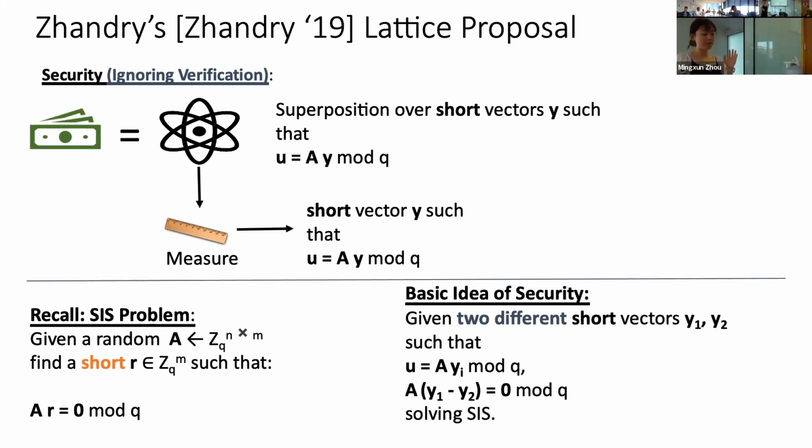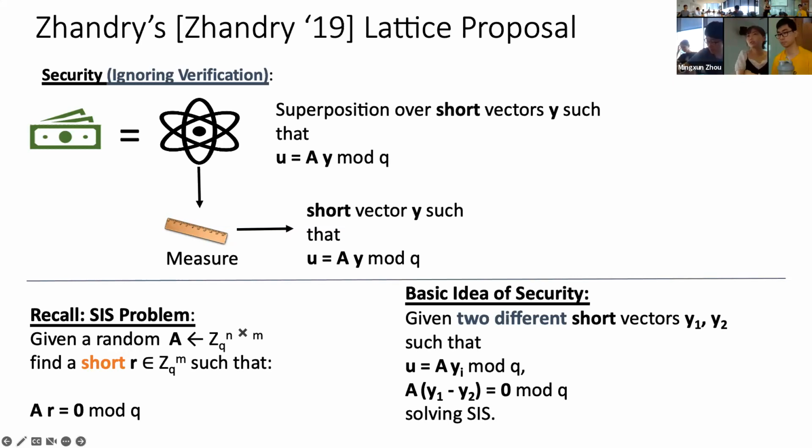Why? Because in the reduction, you are just given A and you just publish A. Then you can prepare the state efficiently yourself and measure the output. You don't have to know any secrets or trapdoors. You can prepare it and give it to the adversary, and the adversary gives you back two states. You measure these two states and get two different short vectors in the coset of A corresponding to u. You subtract them, you get a vector in the kernel of A, and that helps you solve things.